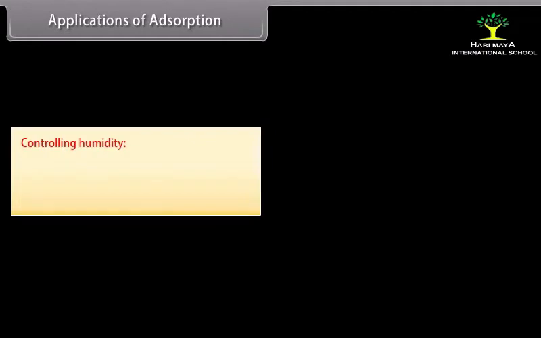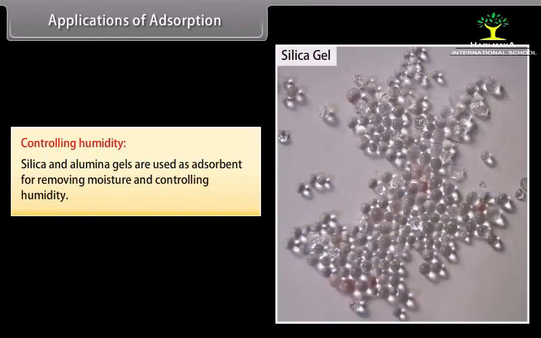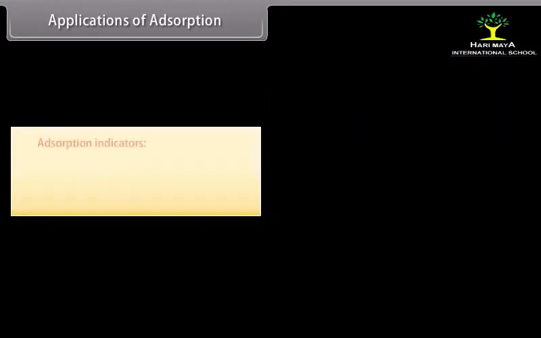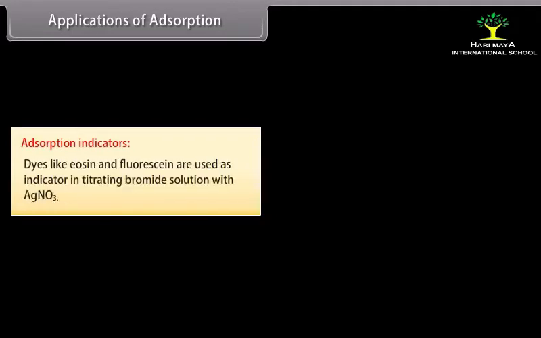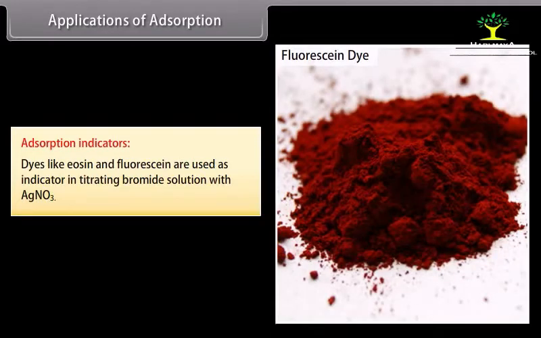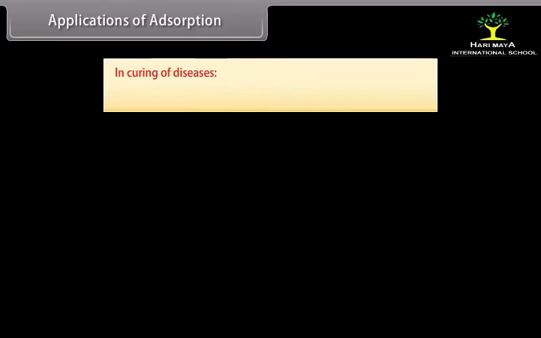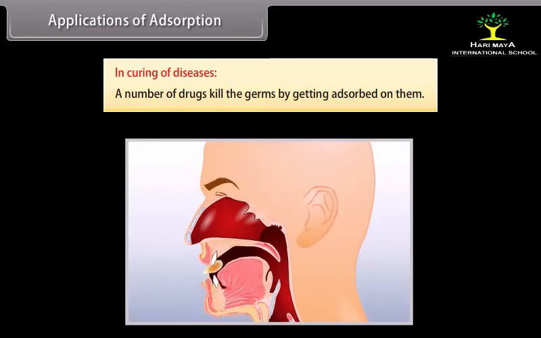Controlling humidity. Silica and alumina gels are used as adsorbents for removing moisture and controlling humidity. Adsorption indicators. Dyes like eosin and fluorescein are used as indicators in titrating bromide solution with AgNO3, as the precipitate of silver halide has the property of adsorbing these dyes and thereby producing characteristic deep colors at the end point in the titration. In curing of diseases. A number of drugs kill the germs by getting adsorbed on them.